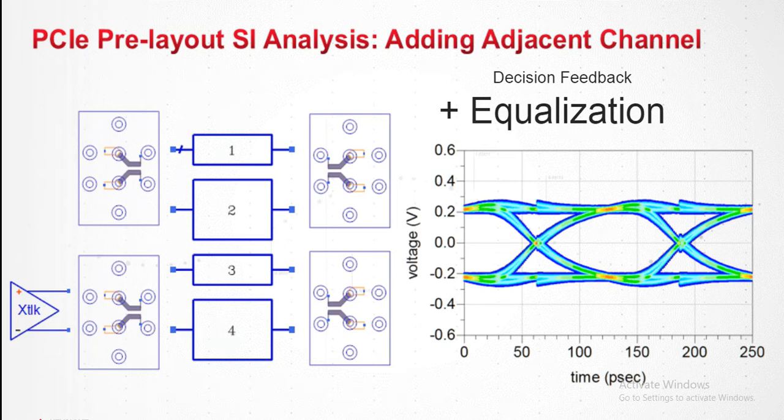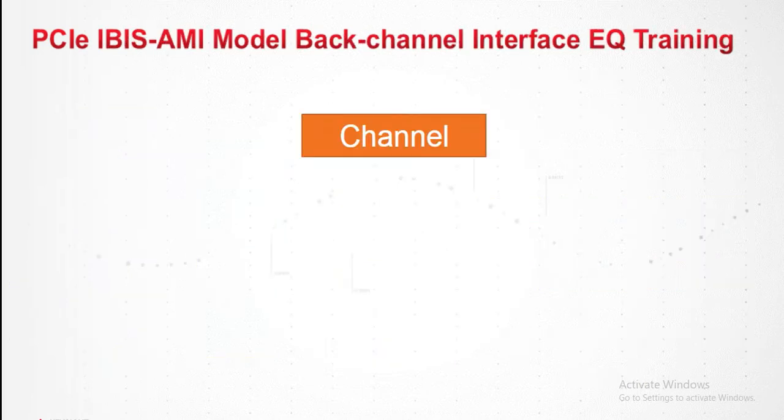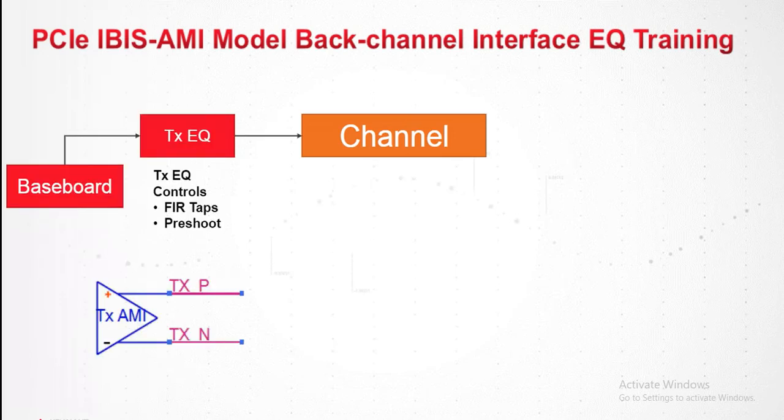Next, we will talk about what's happening between the TX and RX. We have the channel in the middle, and you have something leading to the channel, and some transmitter equalization. You have the FIR filter, and you have a pre-shoot with a TX-MI model. And it's connecting to the RX equalization.